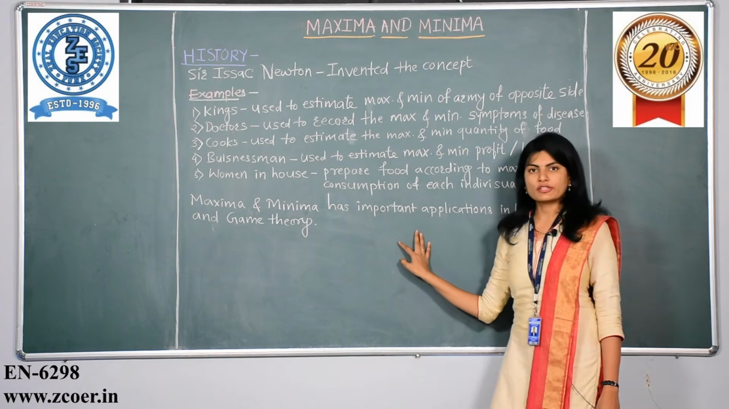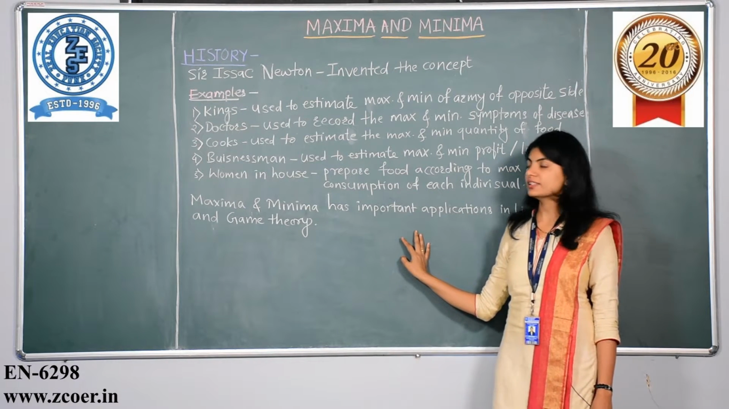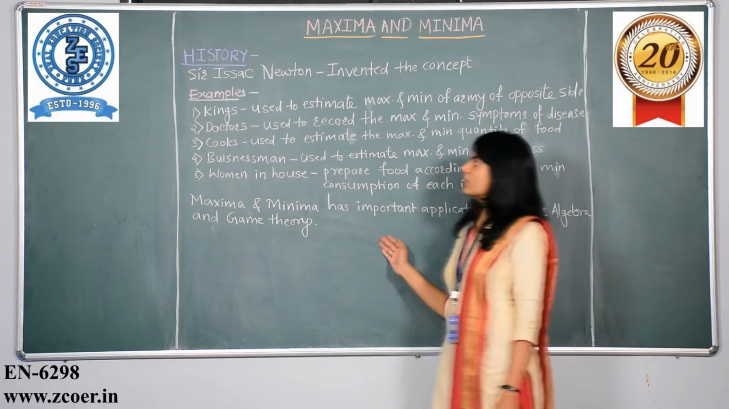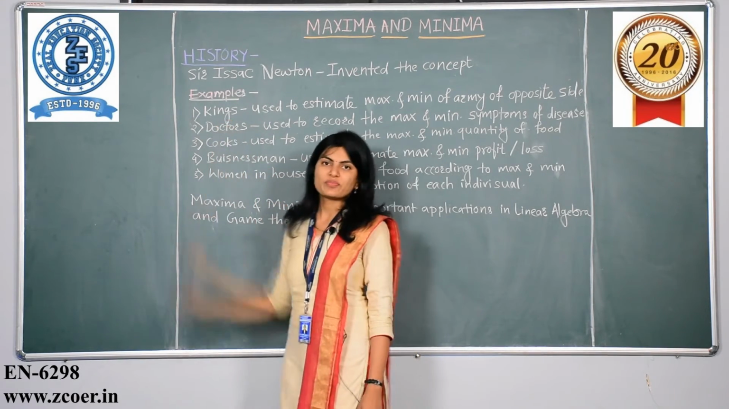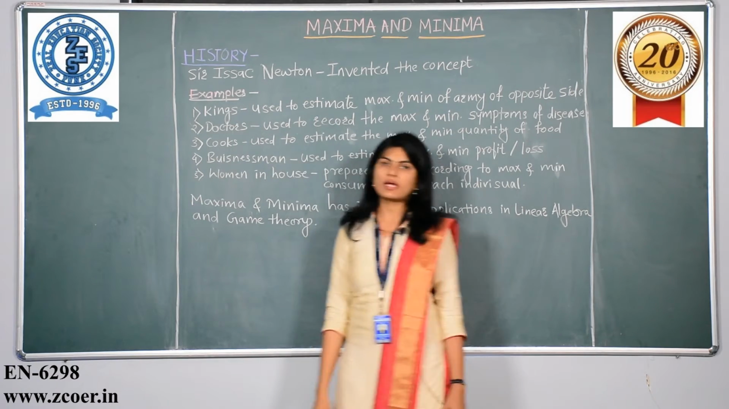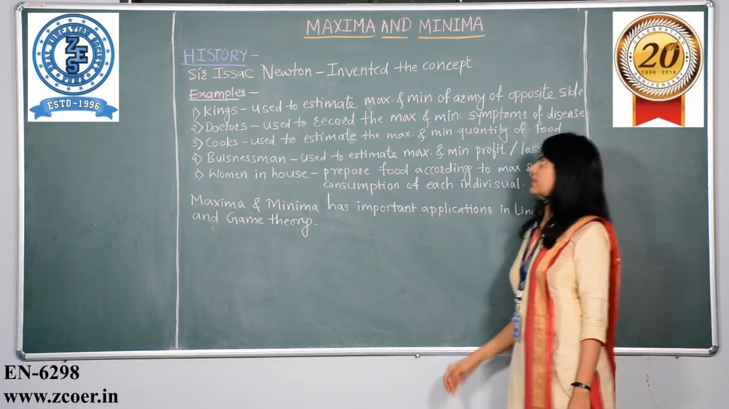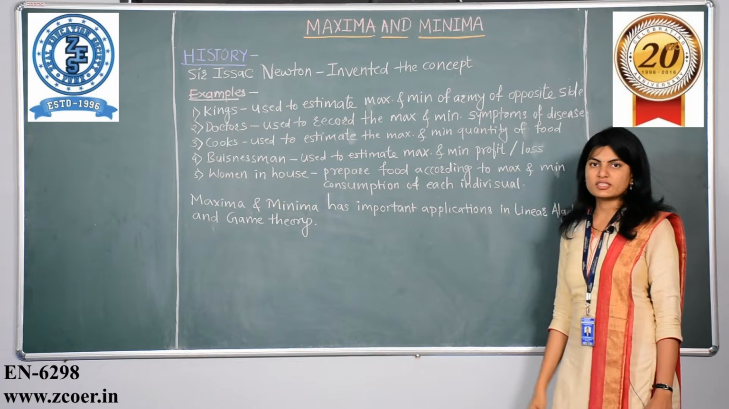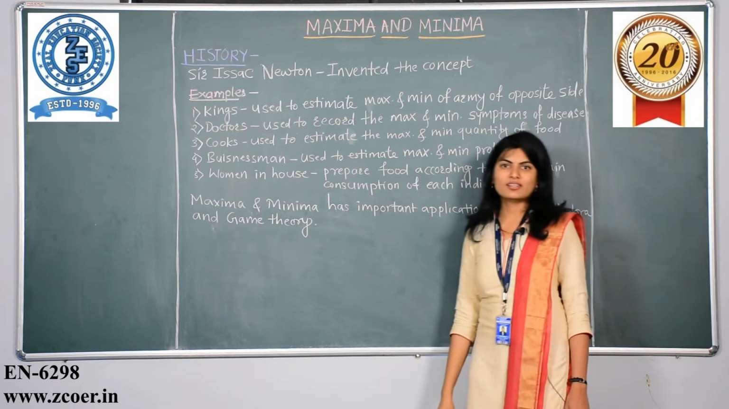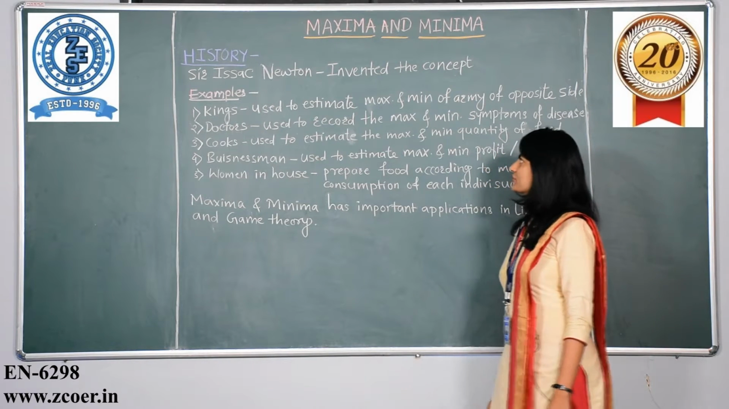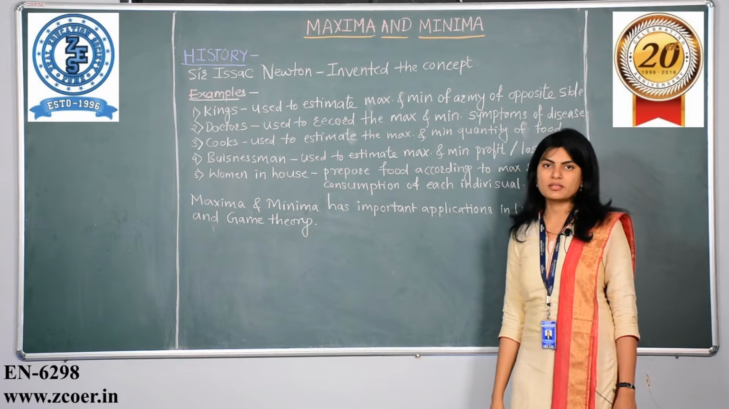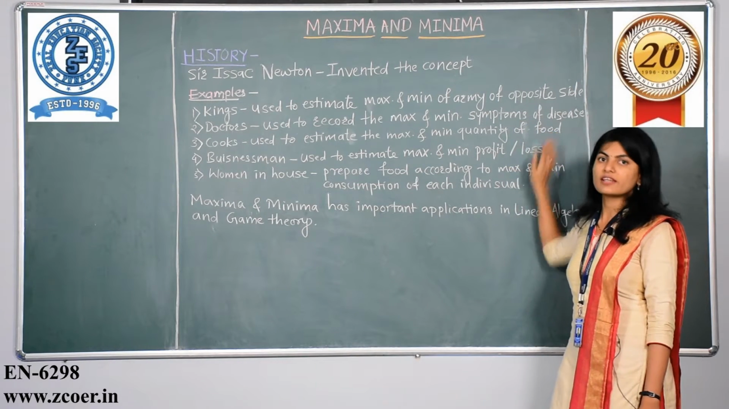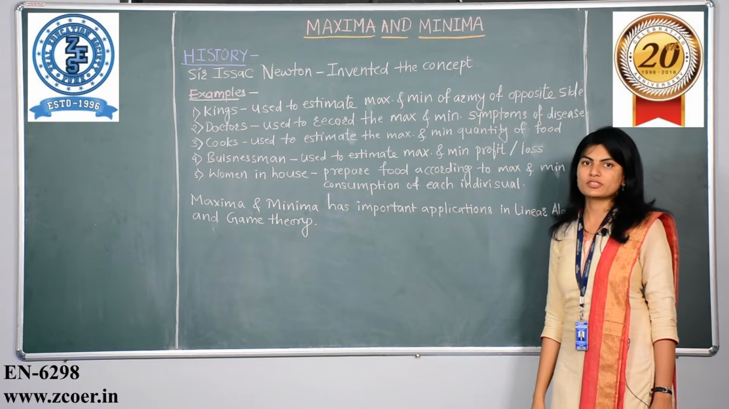Before proceeding with the examples, let us see some daily real life examples in our routine life. In the first example, kings. In early ages, kings used to estimate the concept of maxima and minima of the army to calculate the army of the opposite side. In the second example, doctors. Doctors used to record the concept of maxima and minima to analyze the symptoms of any disease and cure the patients as soon as possible.